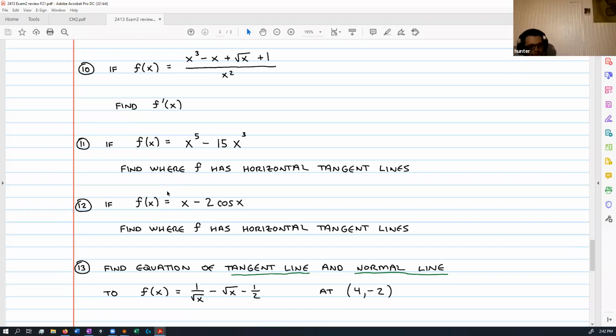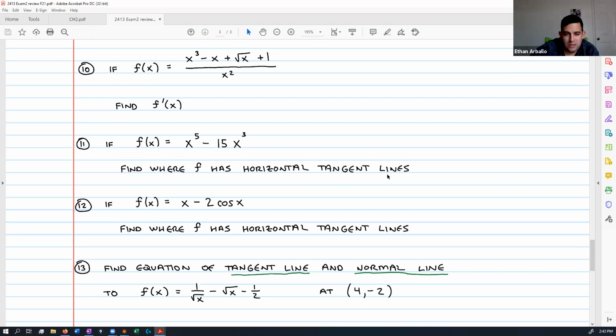All right, number 11. Again, this is similar to a problem that was in the homework. I give you a function, here it is. I ask you to find where this function has horizontal tangents. What does that mean? Horizontal tangent, where the what?